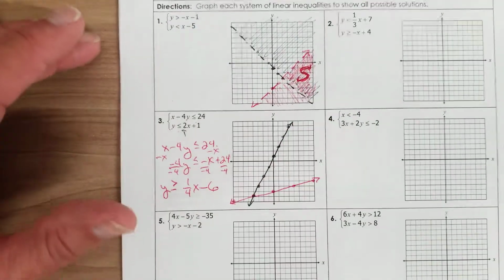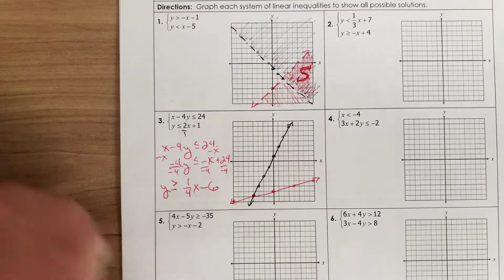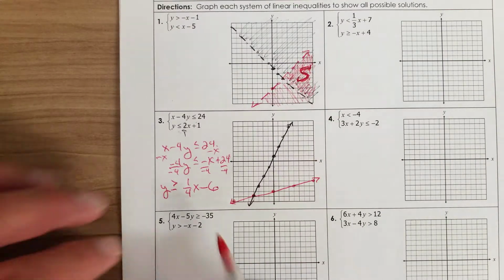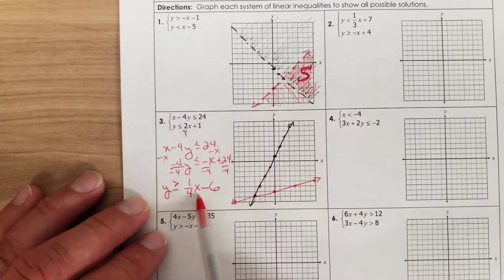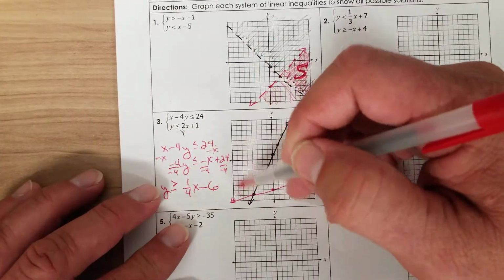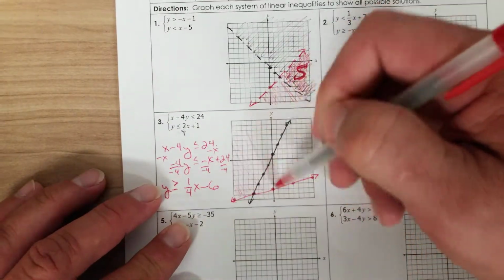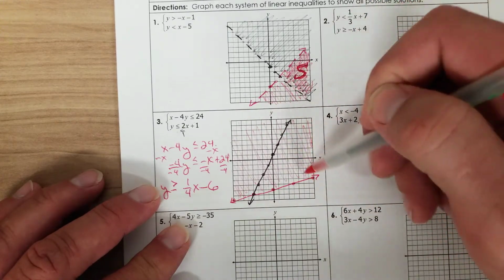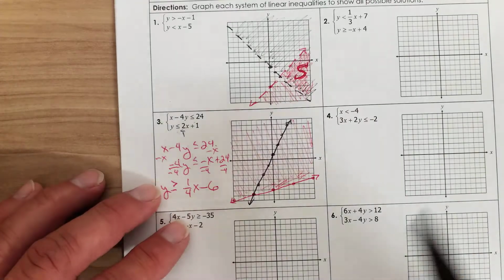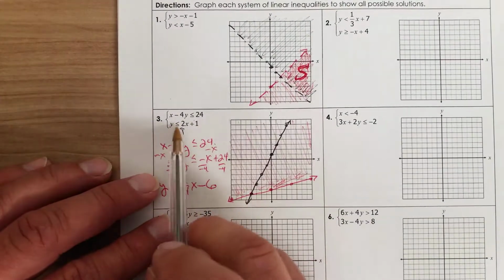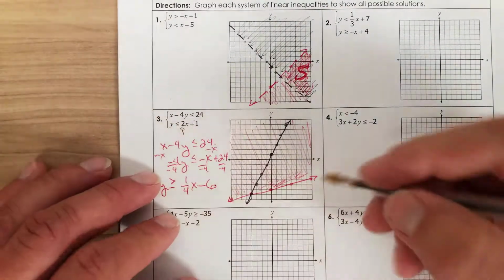And now I need to figure out where the shadings are going to fall. For the red line, I forgot to shade it. But it's greater than or equal to, so for the red line, it would be everything above the red line, everything above this red line right here. For the black line, it would be everything below.